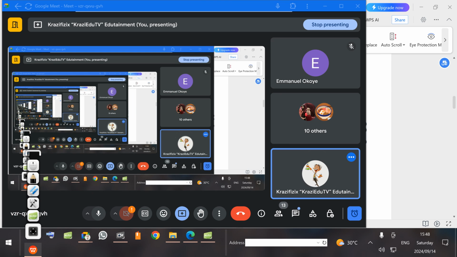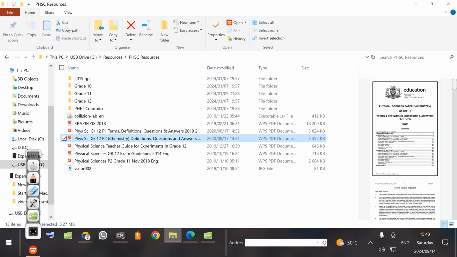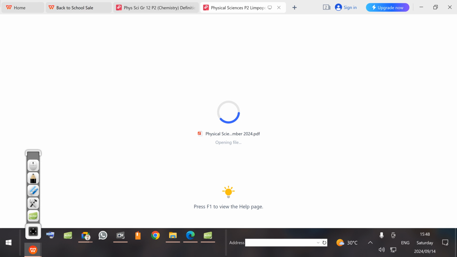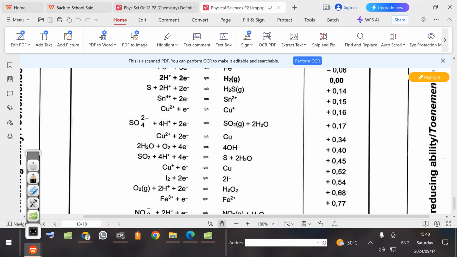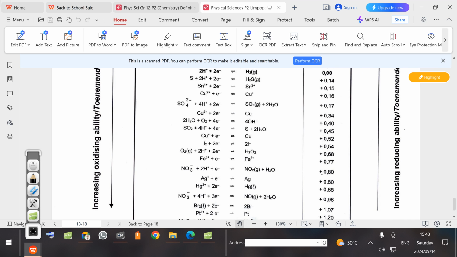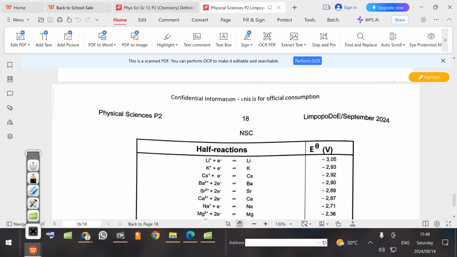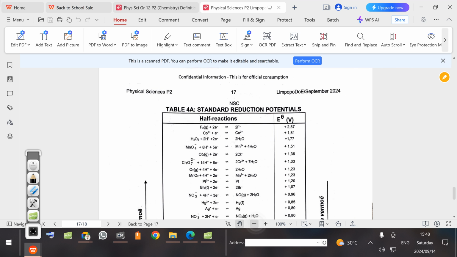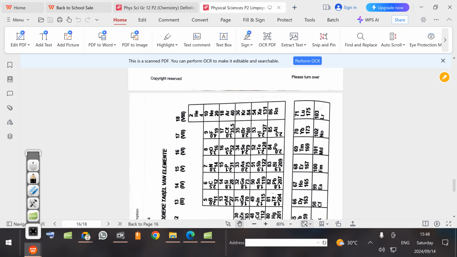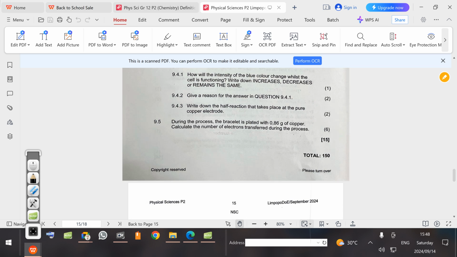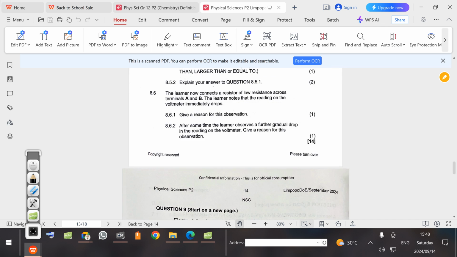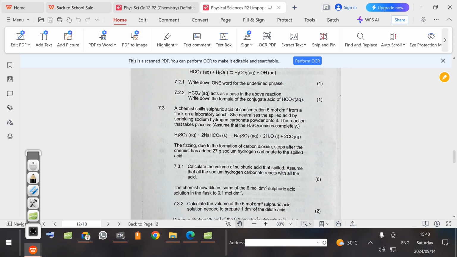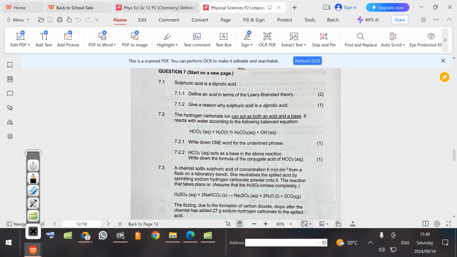All right, let's see quickly from that same paper. This paper is the Limpopo paper that was written this year. Yesterday we already dealt with all of this. Remember, we said that's 29 marks. Let's play around with the big boys.